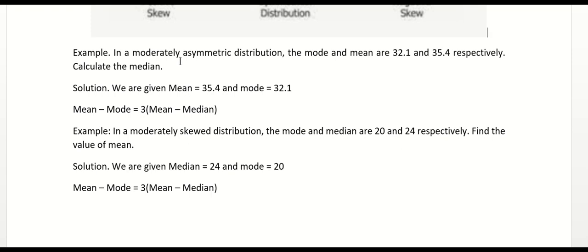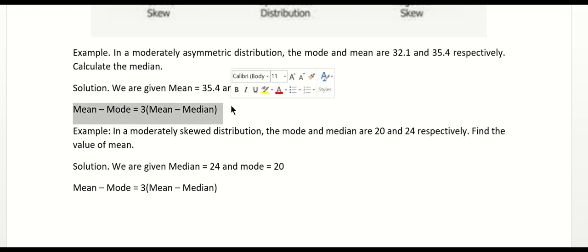So here, in a moderately asymmetric distribution, the mode and mean are 32.1 and 35.4. Calculate median. So if your data is asymmetric and out of mean, median and mode, two values are given to you and you have to find the third one, this is the formula we apply in case of asymmetric only. Always remember, this formula is applicable only in asymmetric distribution. So the formula is mean minus mode equals 3 into (mean minus median). So this is the formula we can apply.